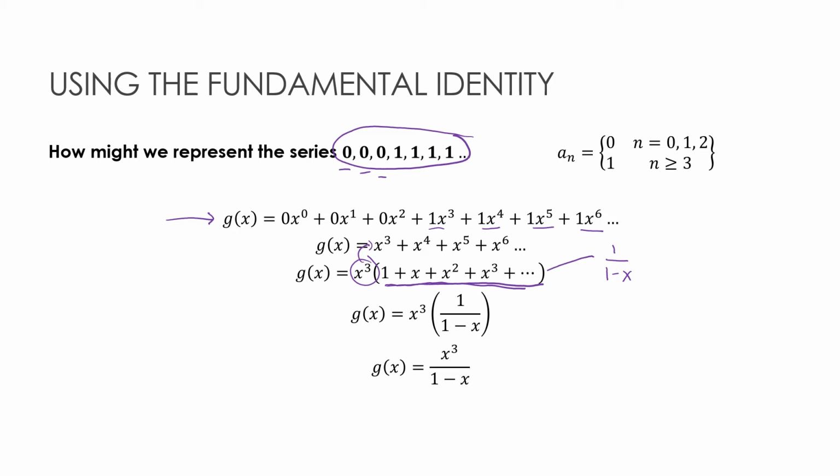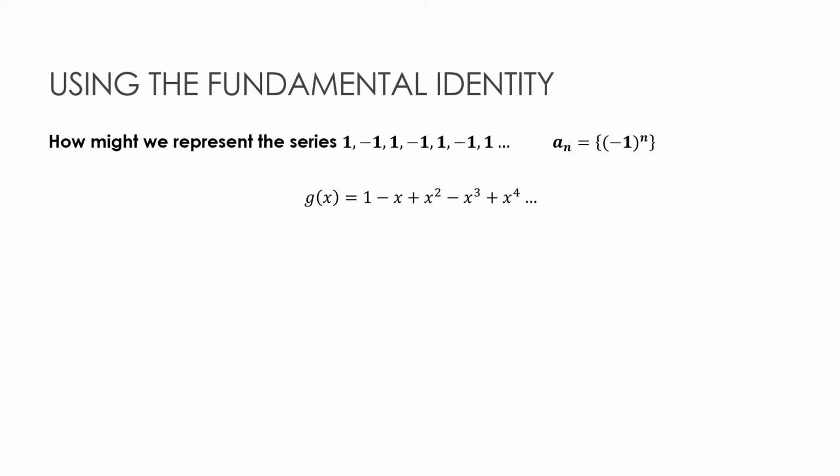So what am I going to do? I'm going to write it as x cubed divided by 1 minus x. So you can see how I might represent something that has mostly 1's, but maybe starts with something other than 1. And in this case, I had 1, 2, 3 zeros, and if you'll note, I've got x cubed. So let's look at another application, again, using the fundamental identity.